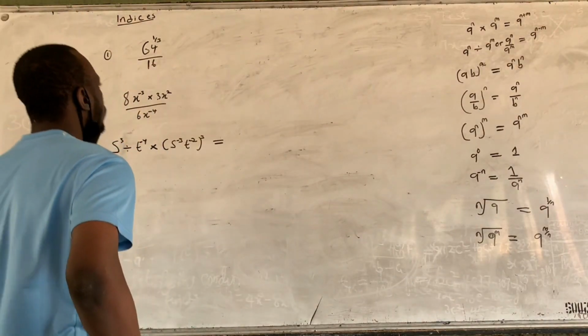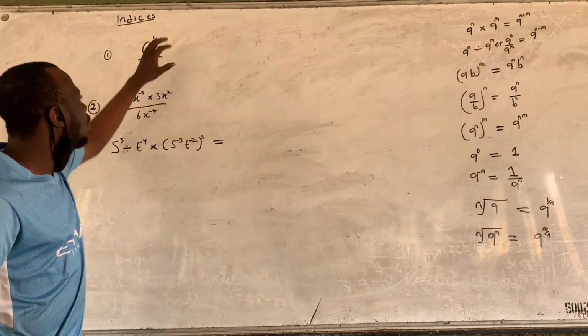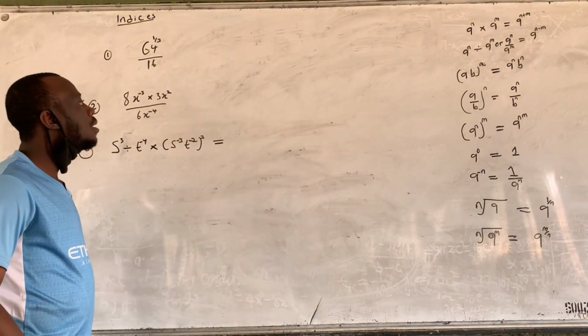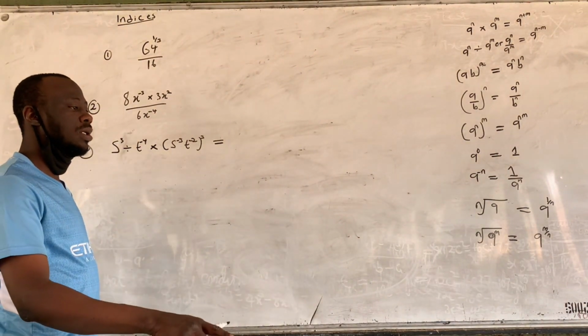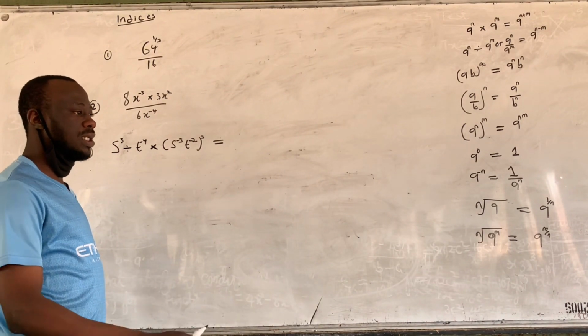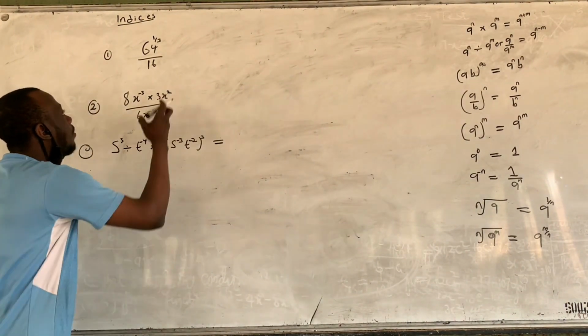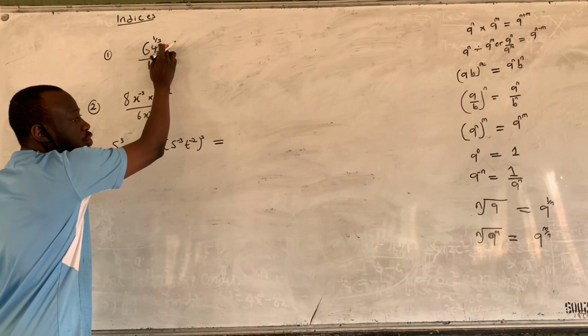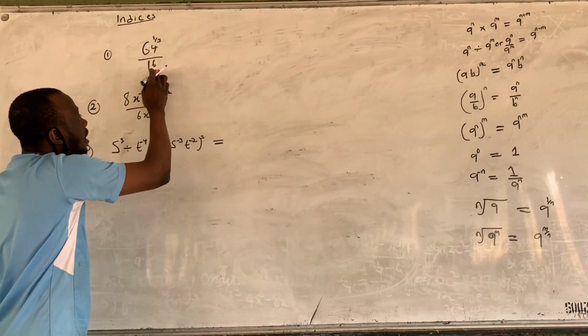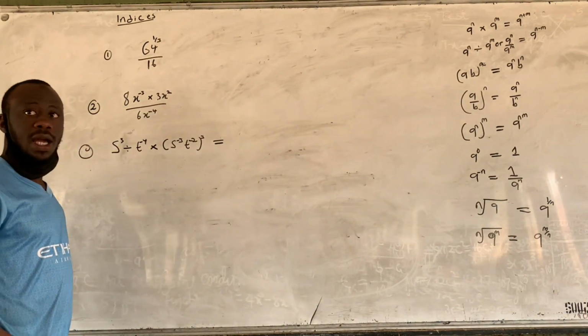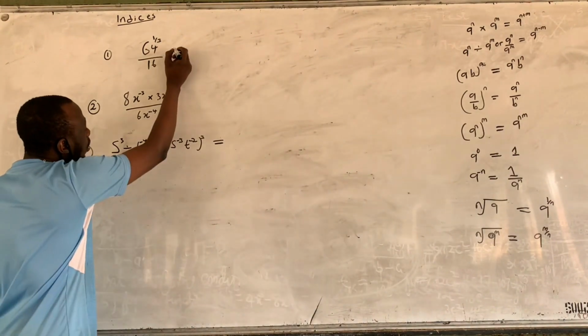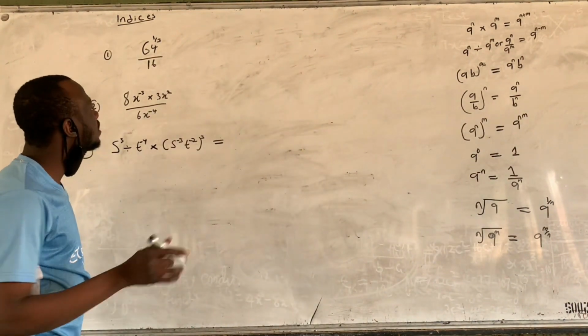So now we are going to solve a question like this. The question states that we have 64 to the power of 1 over 3, divided by 16. In this case, we can solve this question in two ways.